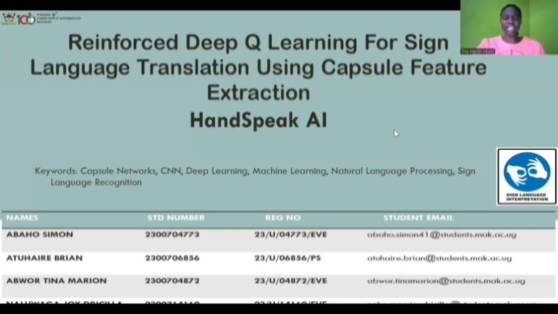We are a team of four, and we're working on a sign language translation system, basically meant to bridge the communication gap between the society.